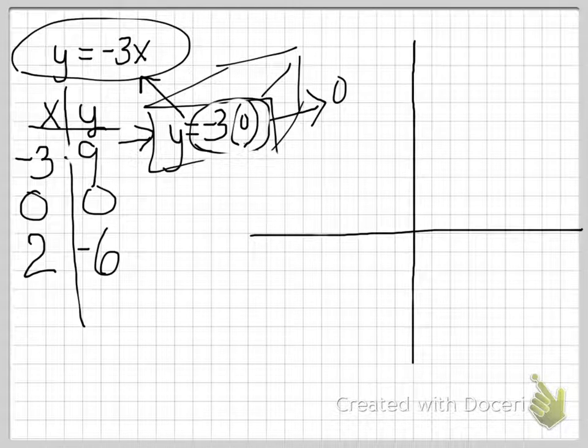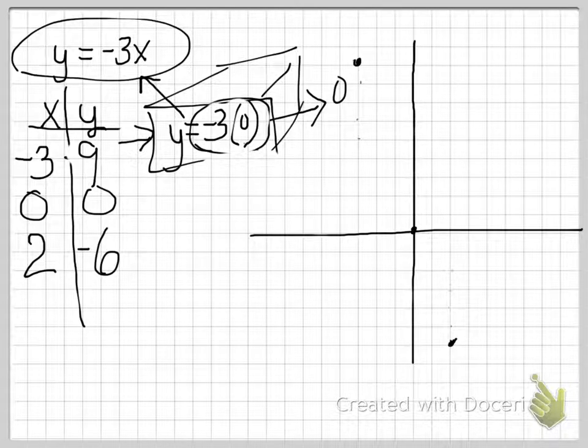So once you have like 3 or 4 points, go ahead and start graphing them. So 0, 0 is here. Negative 3, 9. So 1, 2, 3, 1, 2, 3, 4, 5, 6, 7, 8, 9. Oh, it's hard to do a dot on here. And 2, negative 6. So 1, 2, 1, 2, 3, 4, 5, 6.